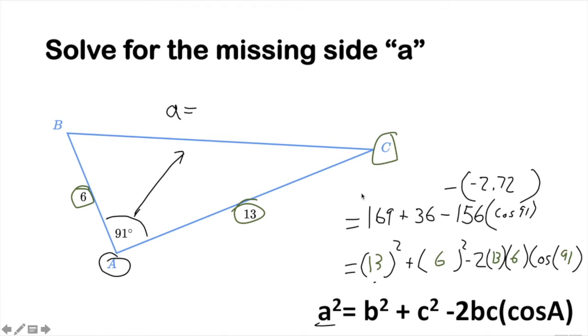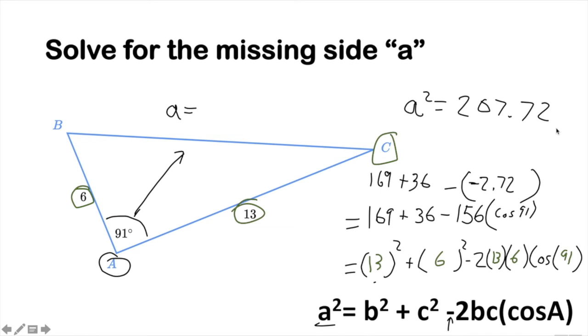Since we know that our formula has negative 2bc, we got an extra negative sign out in front of here, so we're going to wind up making two negatives make a positive. We'll take 169 plus 36 and fill out the rest of our equation. So let's make the two negatives make a positive here. We'll add that to 36 and add it to 169, and we'll have 207.72 as our answer.